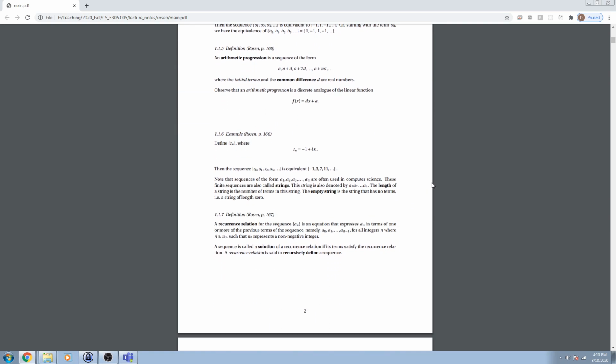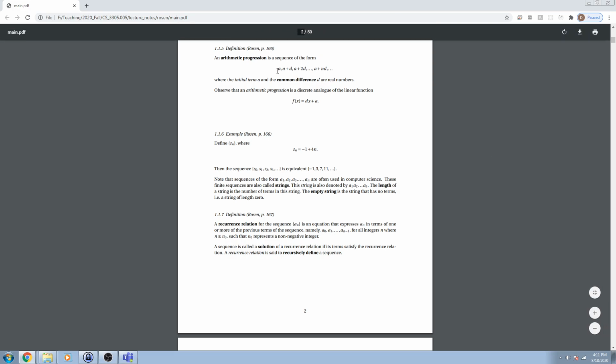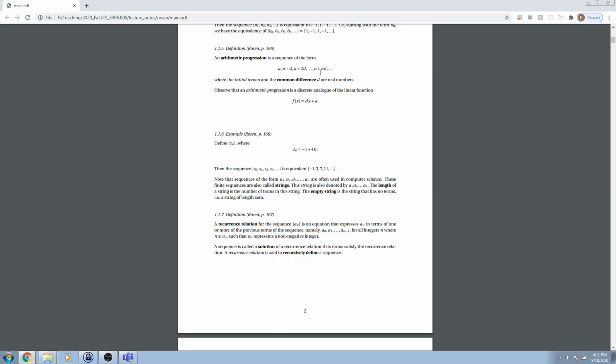Okay. Another one: the geometric progression had to do with multiplication, while the arithmetic progression has to do with addition. In this case, you again start with some initial value, and then you add to it some common difference, and then 2 times that common difference, and then 3 times, and then n times that common difference. And so arithmetic progressions you can think of as the precursor to lines in this continuous definition.